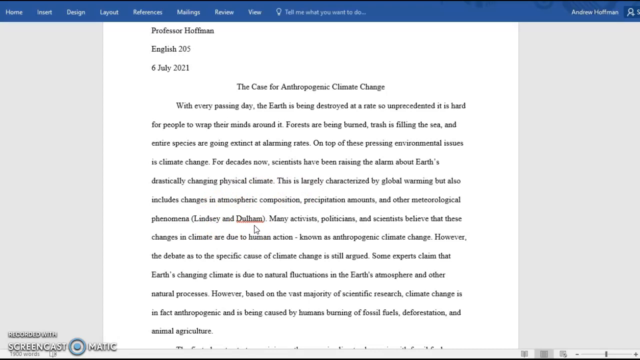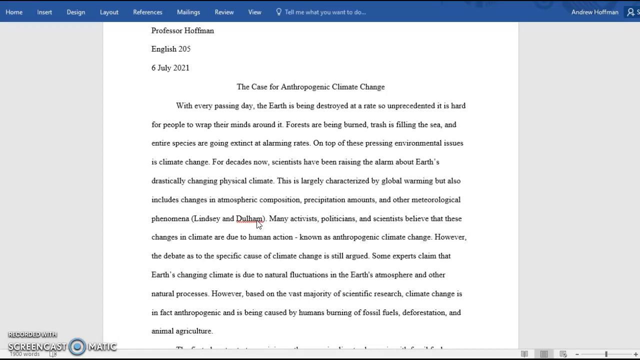Now, I want to point something out here because this is a common mistake a lot of students make. You need both of those names there. In other words, it's not just Lindsay. It's Lindsay and Dalham. Think about if you were Dalham, how upset you would be never to be mentioned. You did half the work, or maybe almost half the work. We don't know why Lindsay is written before Dalham, and it doesn't matter to us. But what does matter is the sense that there are both.